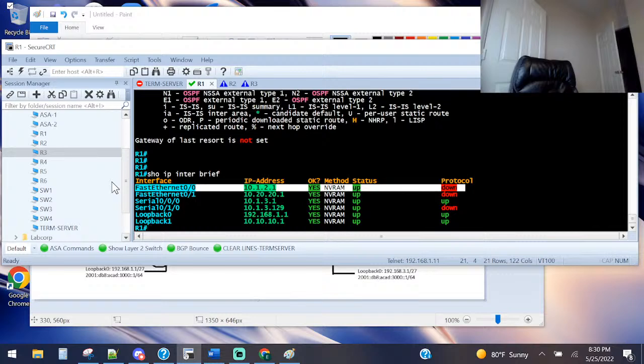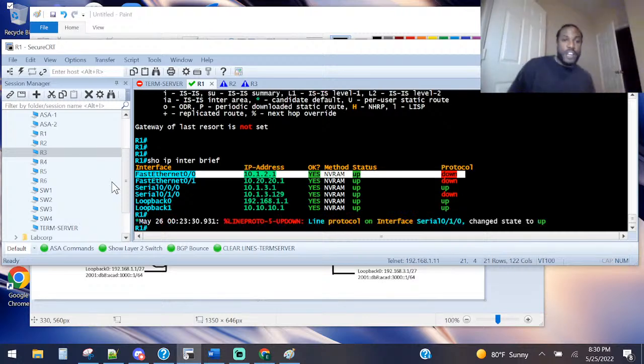FA0/0. What's up, FA0/0? All right, it's up, down, over here. So let's take a look at the other side. Oh, it just came up. No, that was the serial interface that came up. That's weird. That might be cabling too though.